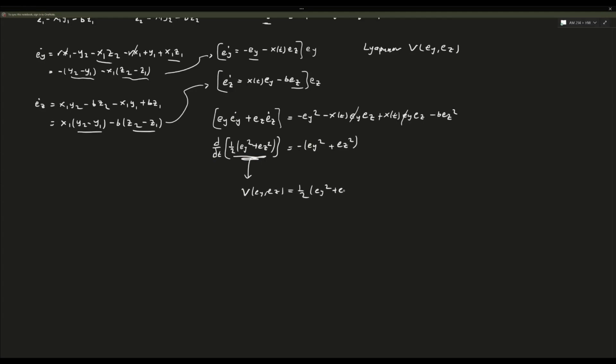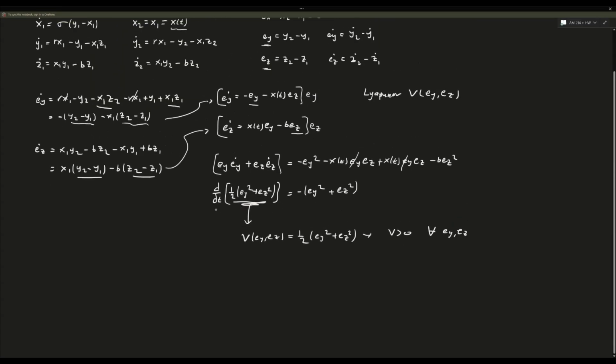And the good thing about this is it's a positive definite function. It is greater than 0, strictly greater than 0. Well, not strictly, I guess, if it's 0. This is greater than or equal to 0 for all EY and EZ.